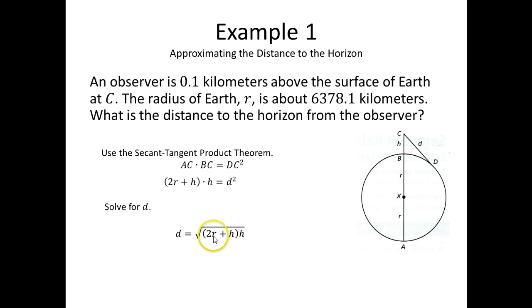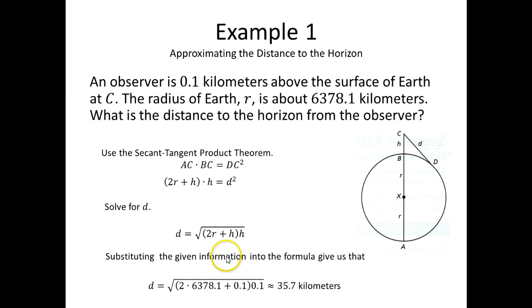But I know the value of R, it's the radius of the Earth. I know the value of H, it's the height of the observer above the ground. So I just substitute those values into my expression for D, and I get that the distance to the horizon is approximately 35.7 kilometers.